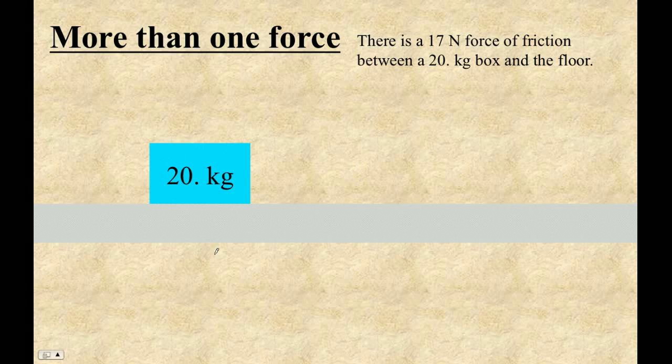Okay, so consider a box sitting on a plane like this. And let's assume that this plane is level and strong enough to hold up this box. The forces acting on this box would be, well, gravity would be down, right? And that force would be roughly 200 newtons down.